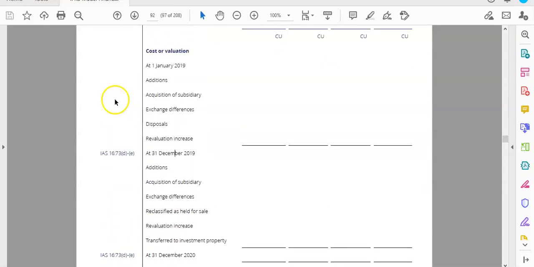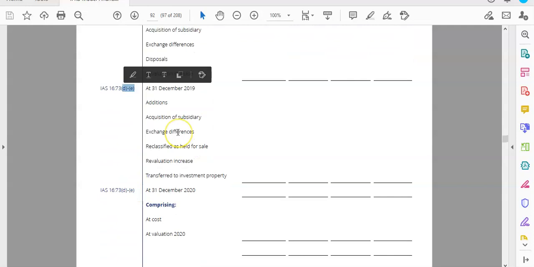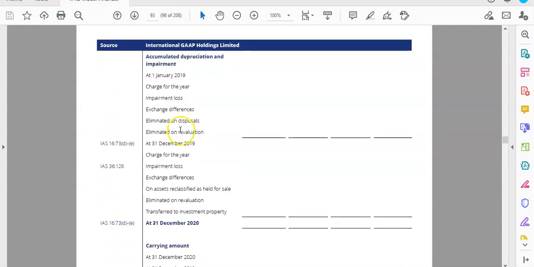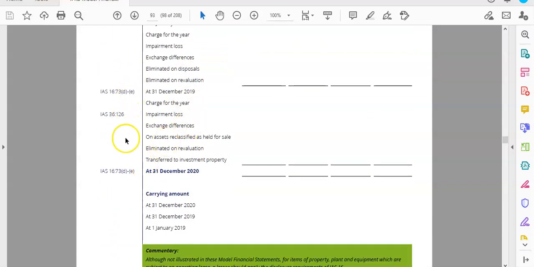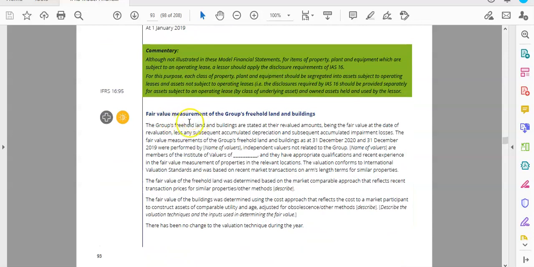What I like about the model financial statements, in contrast to CRH or Glanbia, is that it tells you what paragraph. It's paragraph 73, subsections D and E, for why these have been disclosed. You keep coming down, and on the next page it tells you why all these have been disclosed: impairment losses, closing balances. It'll tell you about the disclosures around fair value in paragraph 95.